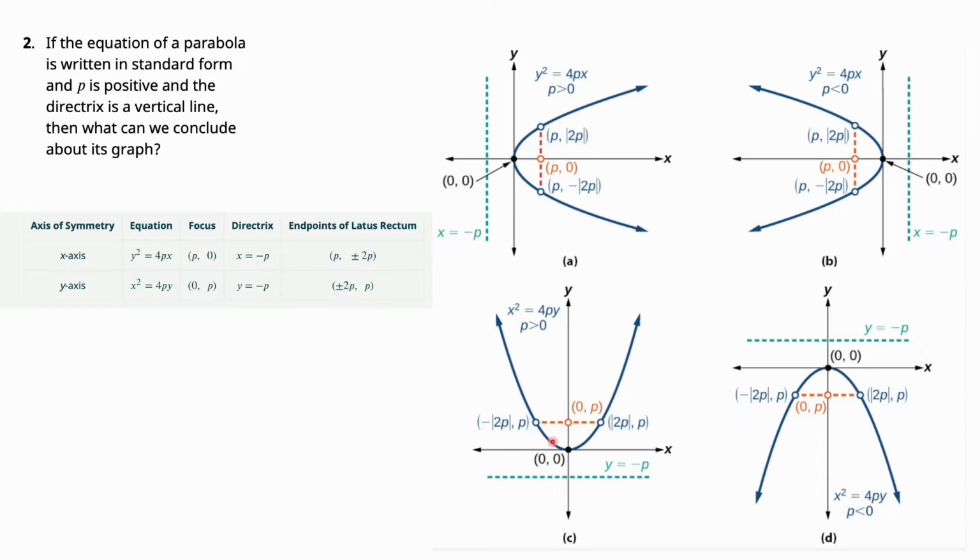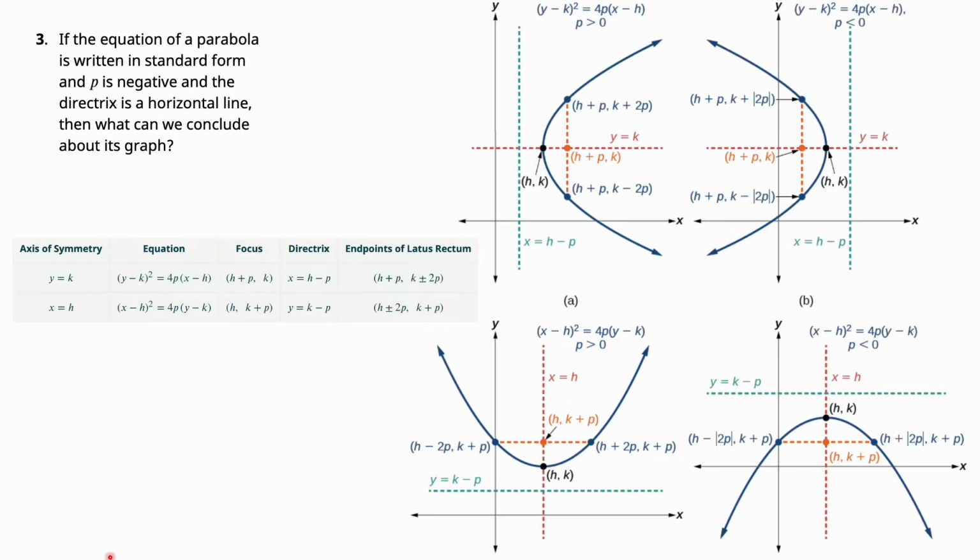So on this one, notice that the line segment is horizontal, so the y value stays the same, and this time the x value is the one that changes, plus and minus 2p. So if I go to the next slide, the question is, if the equation of the parabola is written in standard form and p is negative, so it's going to go the other way, and the directrix is a horizontal line, then what can we conclude about the graph?